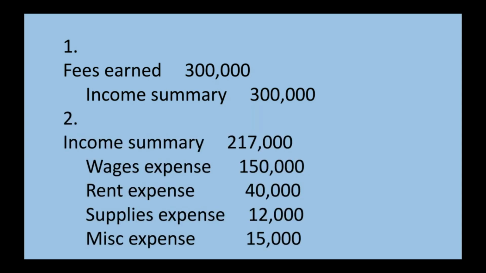The second journal entry, you want to zero out all your expenses. Being you usually debit an expense to increase it, you're going to want to credit them all. And so you will debit your income summary and then credit all your expenses. And to get your income summary value, you just add up all your expenses together.